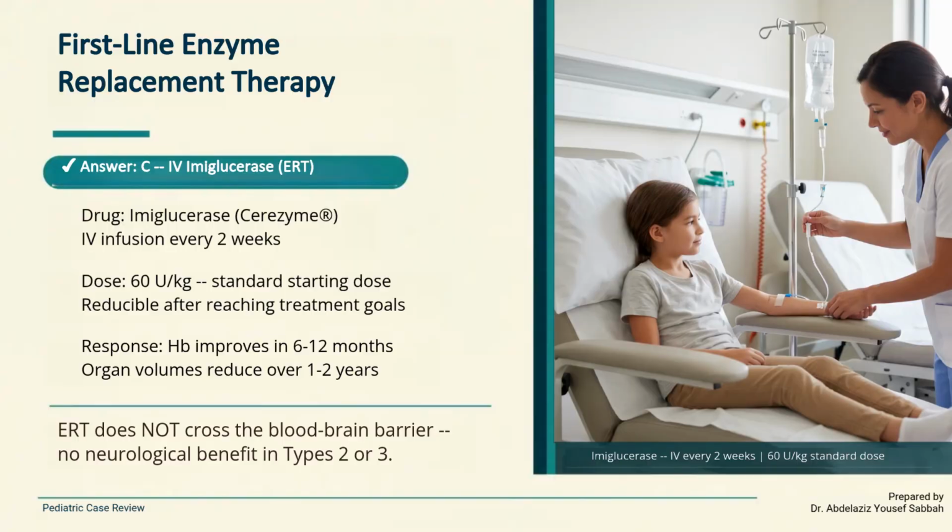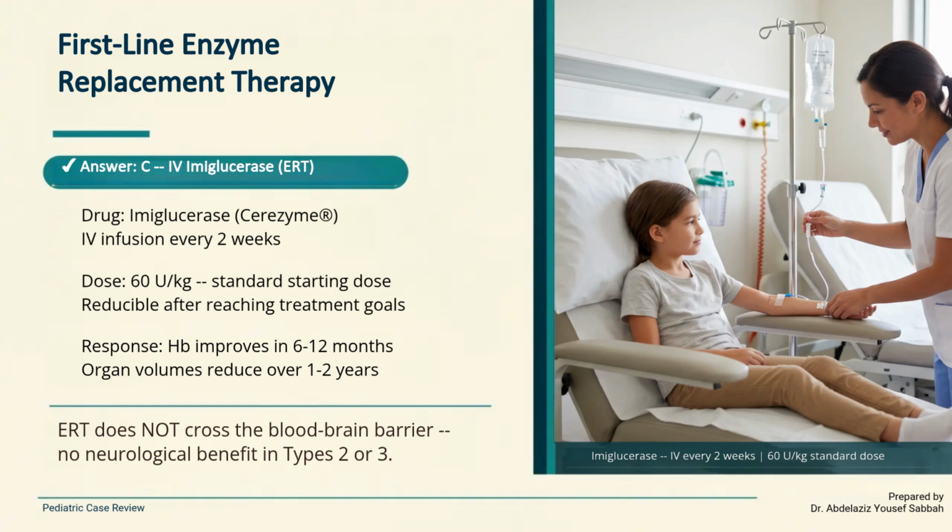The correct answer is option C, intravenous imiglucerase, which is enzyme replacement therapy. Imiglucerase is given as an intravenous infusion every 2 weeks. The standard starting dose is 60 units per kilogram, which can be reduced once treatment goals are reached. With effective therapy, the hemoglobin typically improves over 6 to 12 months, and organ volumes reduce over the following 1 to 2 years.